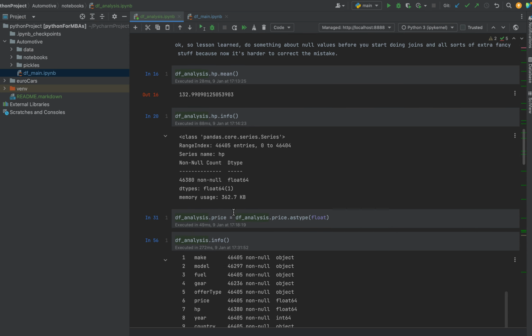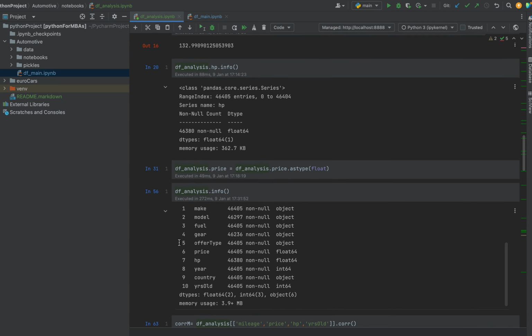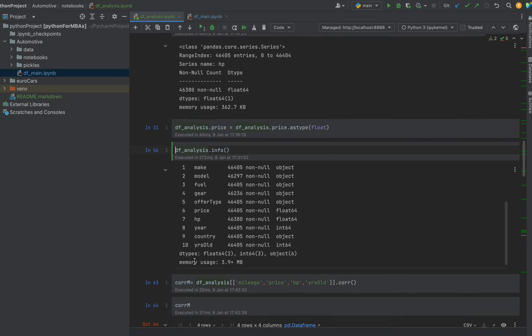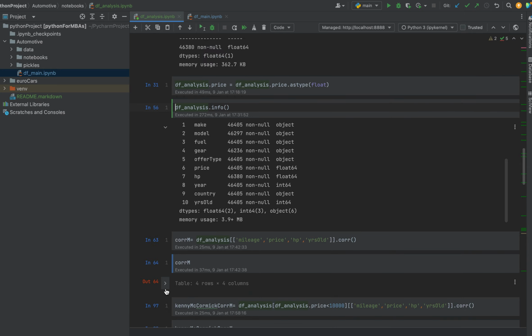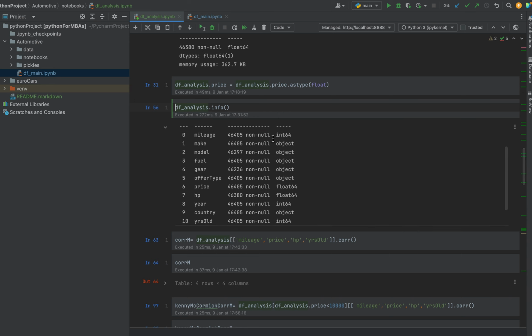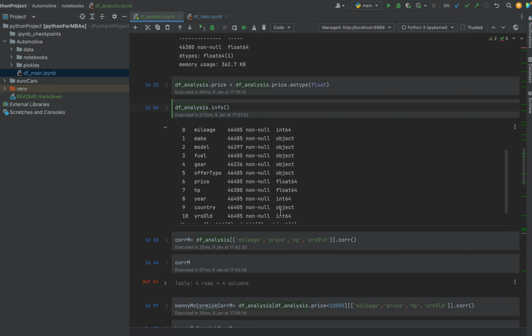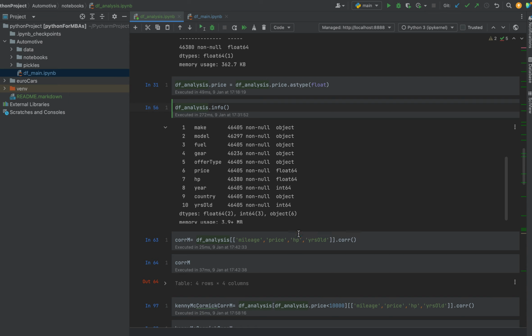This is more stuff that I did. As you can see now, the horsepower is a float, so we can now use that to do computations. It's actually pretty straightforward. I just filter for the variables that are numerical: mileage, price, horsepower, country, years old.